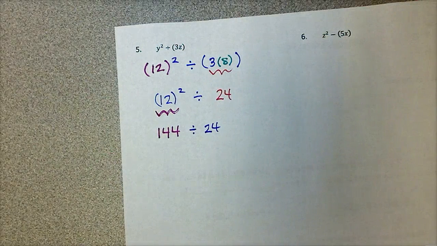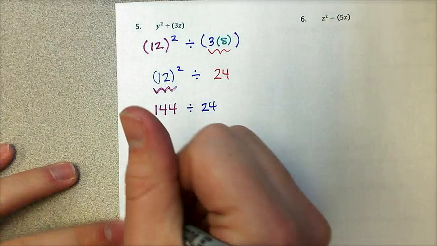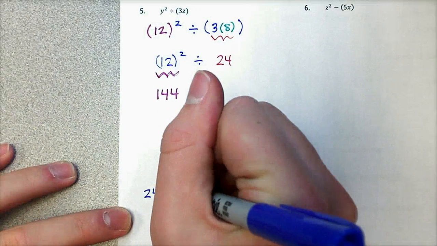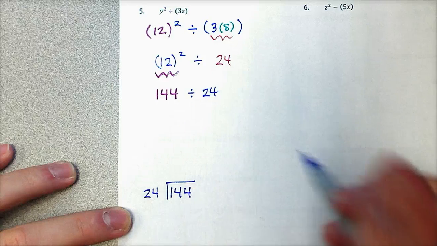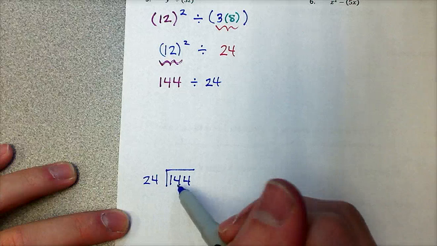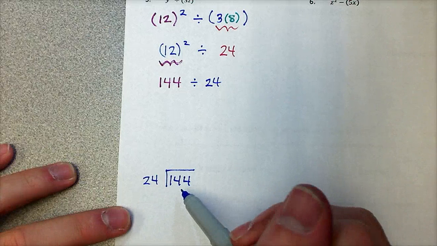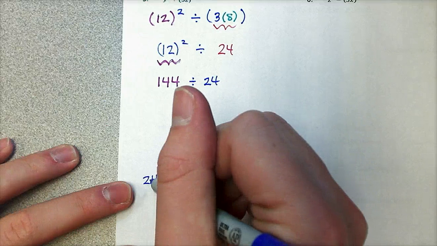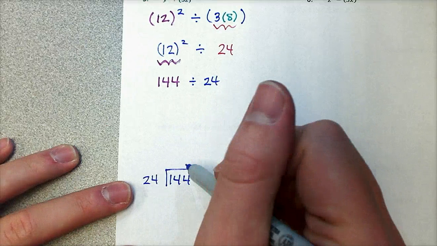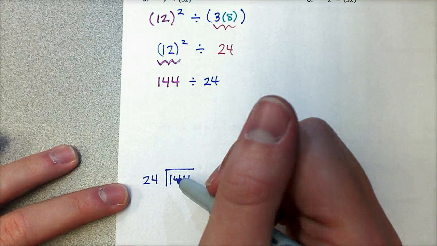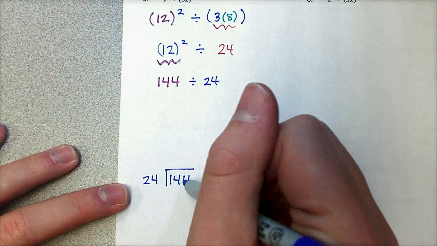And now lastly, I need to do 144 divided by 24. So that's going to take some long division. We know 24 won't go into 14, so it's got to go into 144. So this will be a single digit. Let's use some estimation. Let's see, 20 will go into 100 5 times. So 24, we know, might go into 144 5 times.